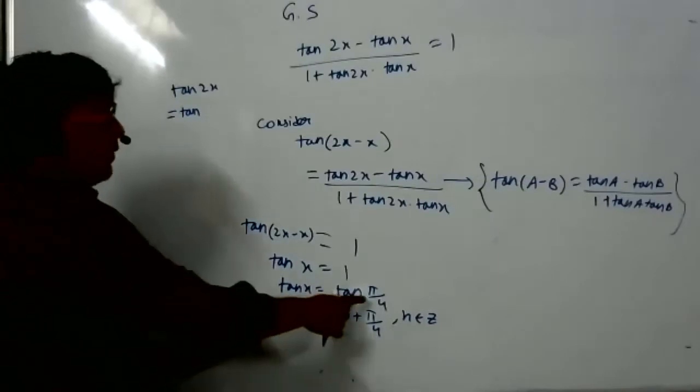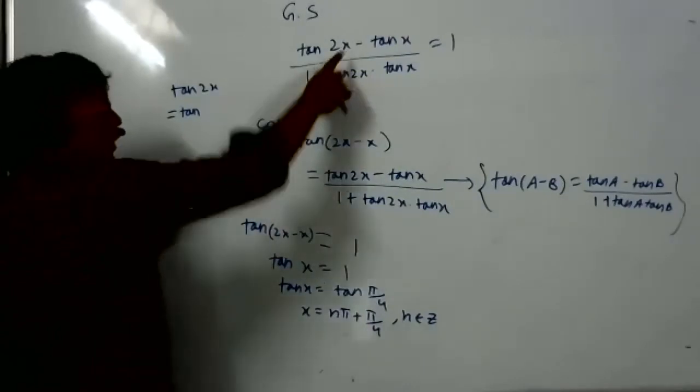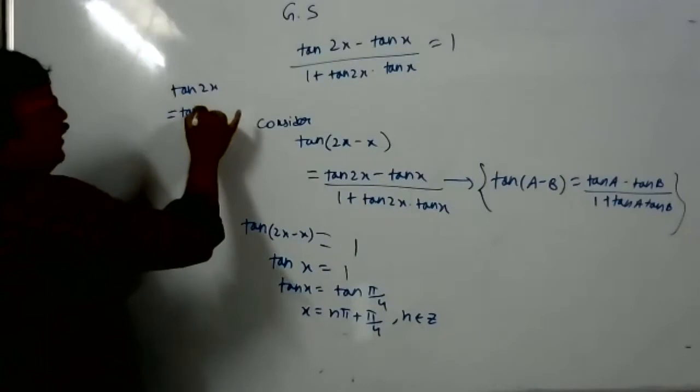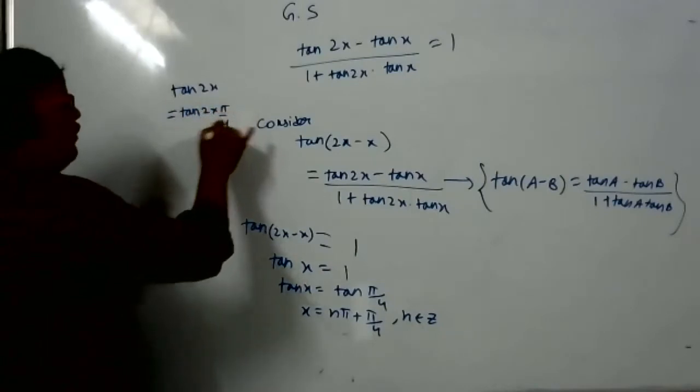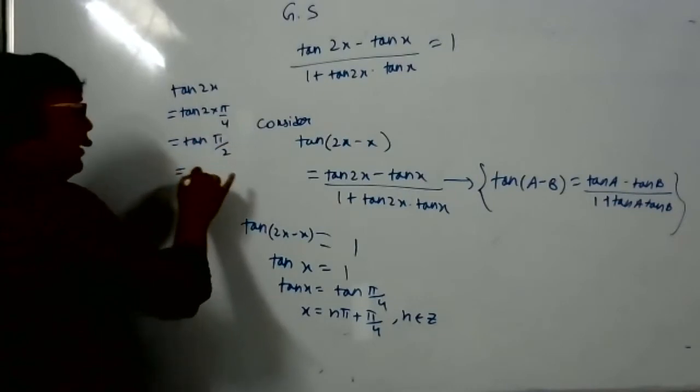So pi by 4. One of the terms is tan 2x. So in the place of x, if we put pi by 4, what situation are we getting? Tan 2x, tan 2 into pi by 4. So we will get tan pi by 2. All of you know the value of tan pi by 2 is infinity.